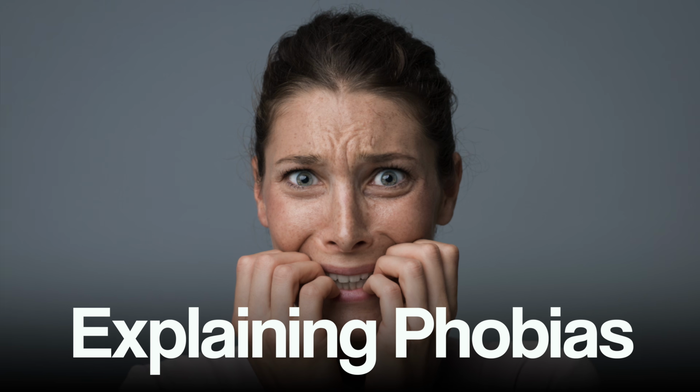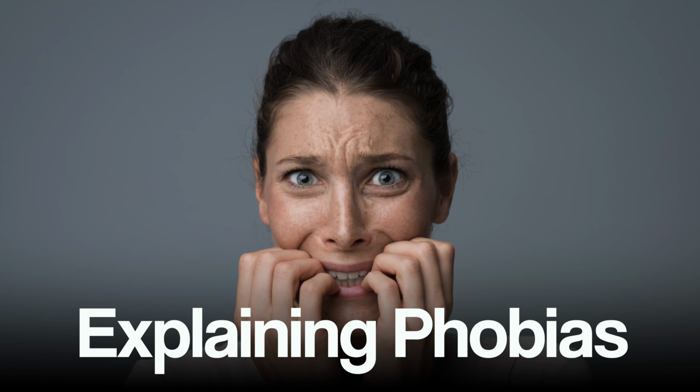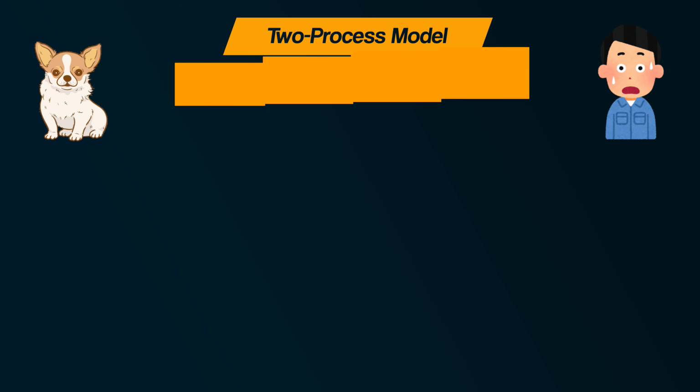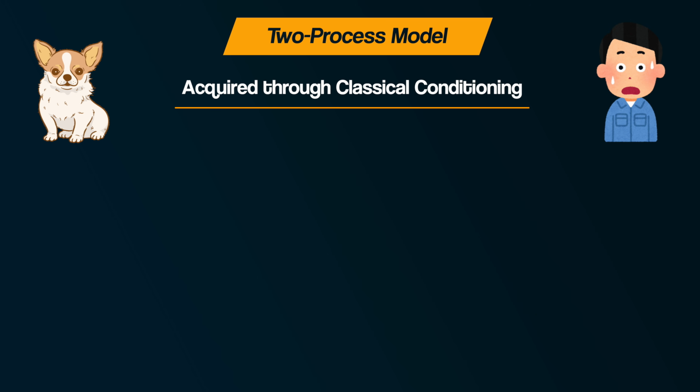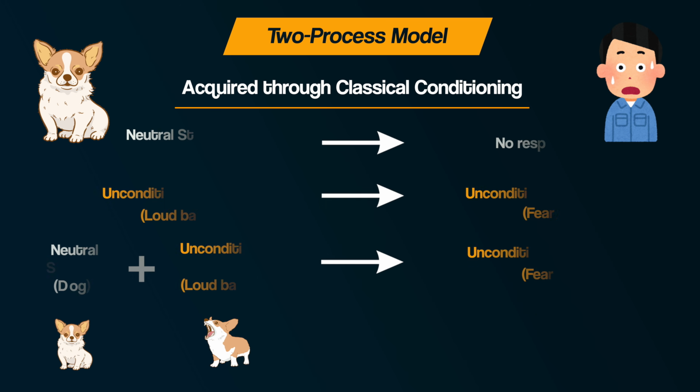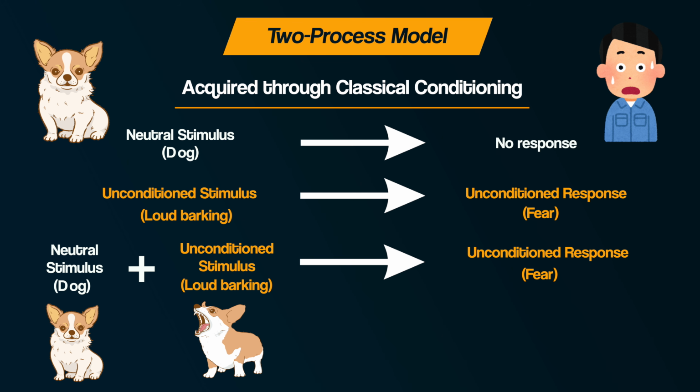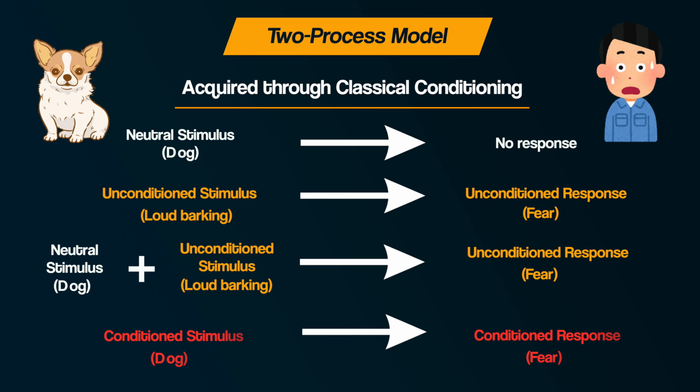The behavioral explanation of phobias is the two-process model. The first process is how phobias are acquired through classical conditioning, learning through association. This means that a person has associated a neutral stimulus with an unconditioned stimulus, which leads to the unconditioned response of fear. The previously neutral stimulus now triggers fear and becomes a conditioned stimulus.